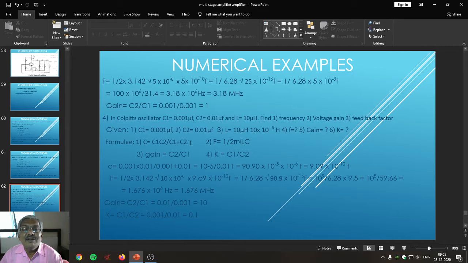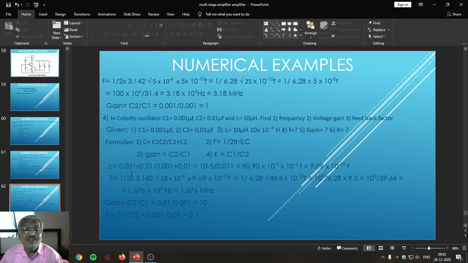Formula used, we are well aware: in Colpitts oscillator we have to calculate the equivalent capacitor, that is C is equal to C1 C2 upon C1 plus C2. We have the formula for frequency, that is F is equal to 1 upon twice pi root of LC. Then gain is equal to, which you already used, C2 upon C1, and feedback factor, which is new, K is equal to C1 upon C2. We have calculated the equivalent capacitance C by putting the values as 9.09 into 10 raised to minus 10 farad.